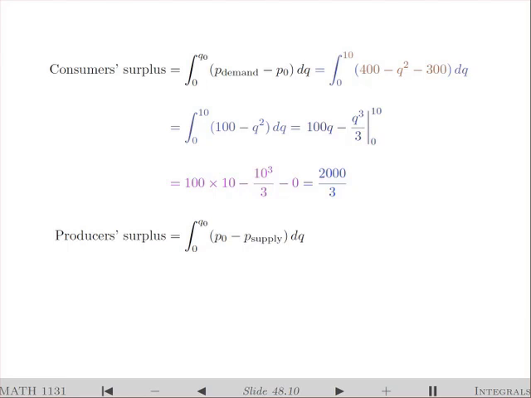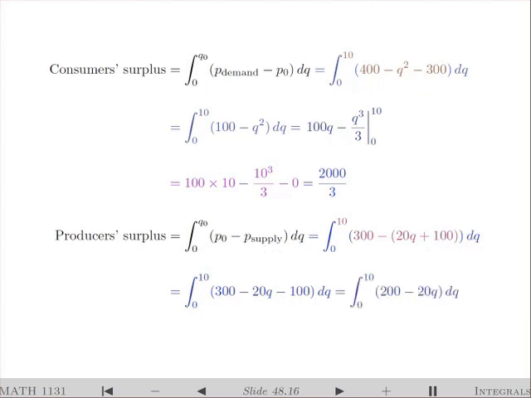I'm going to get something similar for producer surplus. So integral from 0 to Q naught, in this problem it's 10, of the equilibrium price 300 minus the supply equation, which is P equals 20Q plus 100. So producer surplus is the integral from 0 to 10 of 300 minus the quantity 20Q plus 100. Distribute the negative. If the supply curve has more than one term, remember that you have to subtract every term. Combine like terms, find antiderivative term by term, find the net change. Substitute 10, substitute 0, and subtract. So the producer surplus is 1000 monetary units.